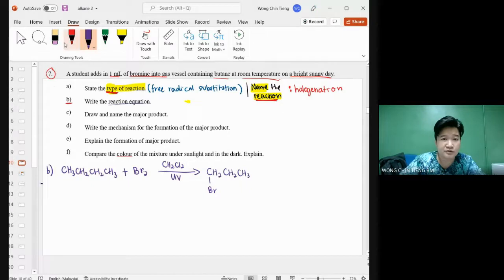Ada masalah? Oops. Tengok apa? Ada masalah nak tentukan produk? Let me know kalau ada.